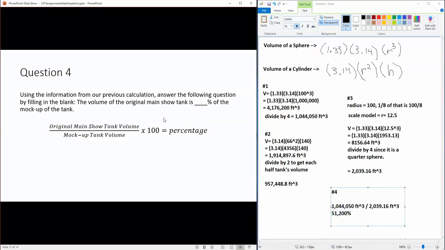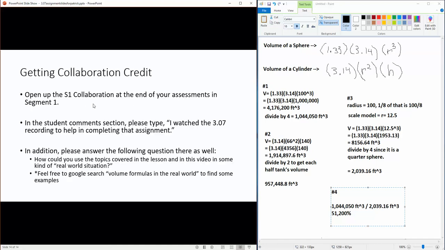All right, so that's how you can do it. You can use this video to guide you on each one of those. Go back and rewind it, pause it, play it when you're working on that particular question, and try it out yourself with the numbers they gave you on the actual assignment. If you've done this, you also can get collaboration credit. You can do this right now.